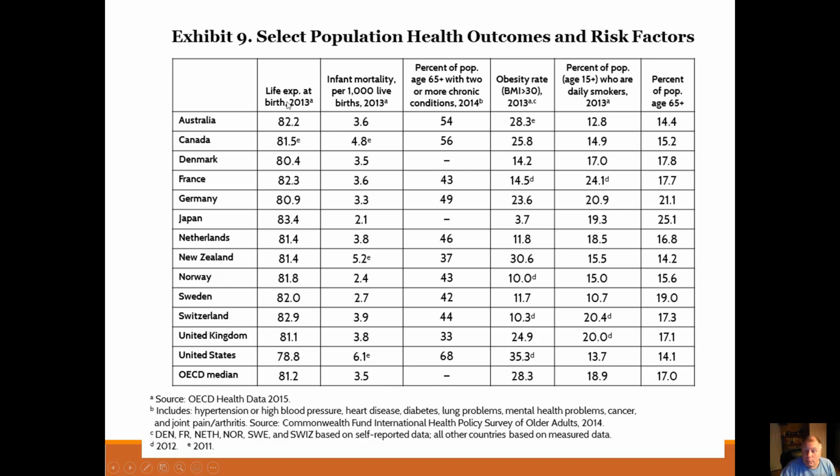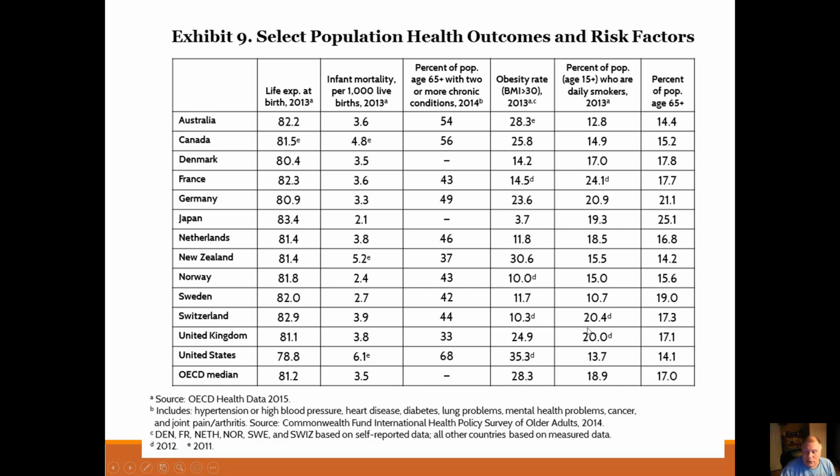Life expectancy at birth. U.S. 78.8, versus 81.2. Not working there. Infant mortality. These are the number of deaths per 1,000 live births. 6.1. That's significantly more than the rest of the developed world. Look at the percent of population 65 or older with 2 or more chronic conditions. 68. Okay, we look at Sweden, Switzerland, UK. These are big differences. Obesity, we're the biggest.